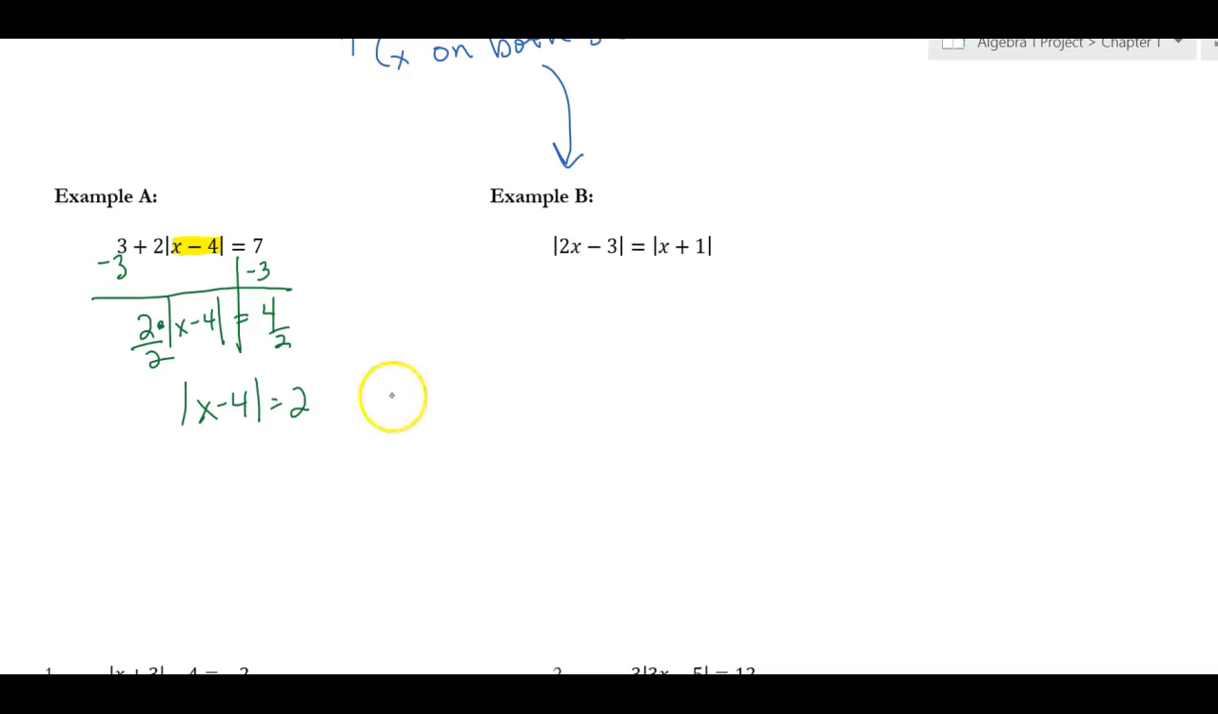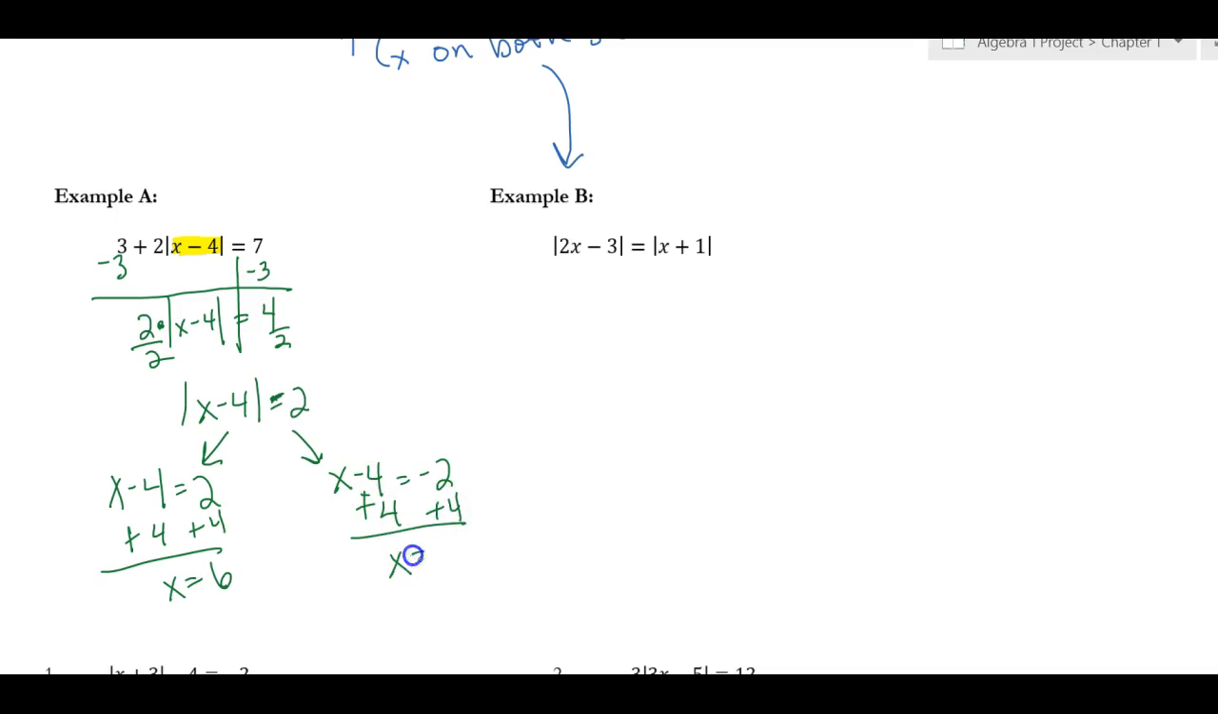Now what I need to do is check to see if it works. Well, it equals a positive, so it does work. So I break it down to x minus 4 is positive 2, and x minus 4 is negative 2. To get rid of the minus 4, I add 4 on both sides. So x is 6. To get rid of the minus 4, I add 4 on both sides again, and I get 2. So those are your two answers.